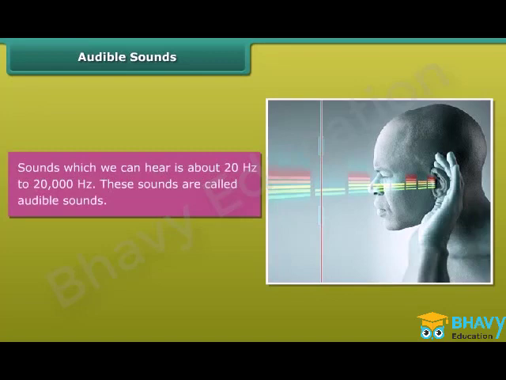Audible sounds. Sounds which we can hear are in the range of about 20 Hz to 20,000 Hz. These sounds are called audible sounds.